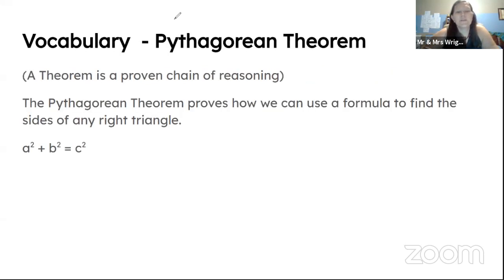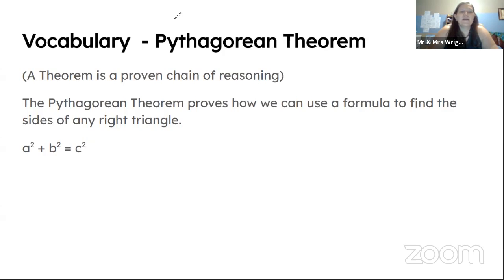Our next vocabulary term is Pythagorean theorem. That word theorem, that's another one we really might not know. A theorem is from geometry. It's a proven chain of reasoning. Okay, you prove that something's true or false.